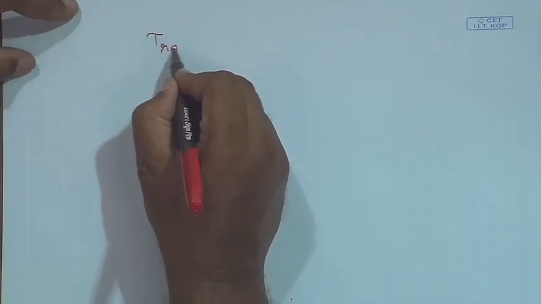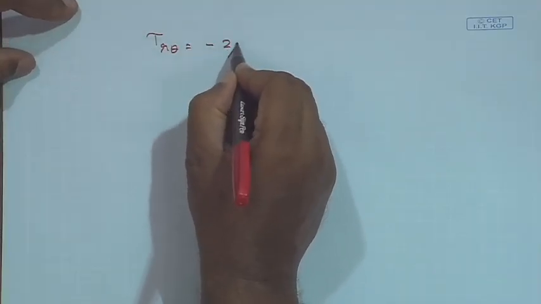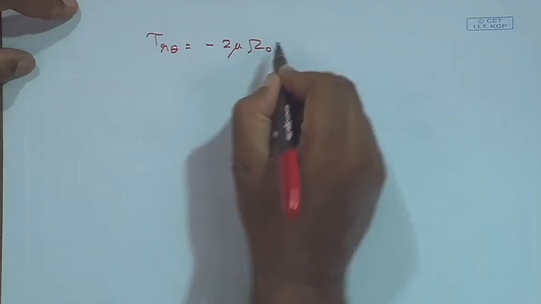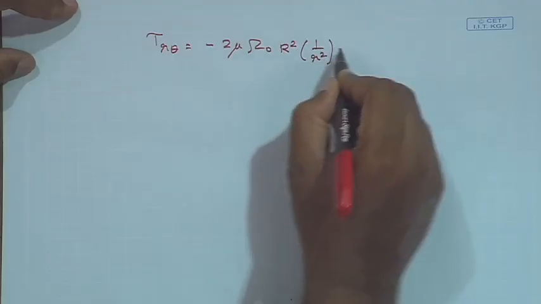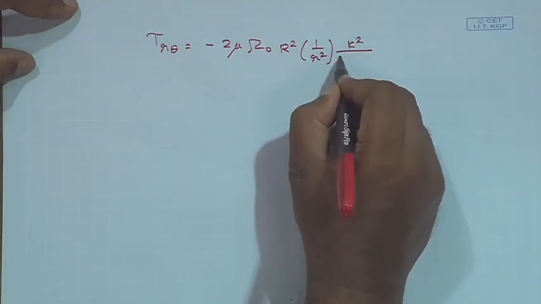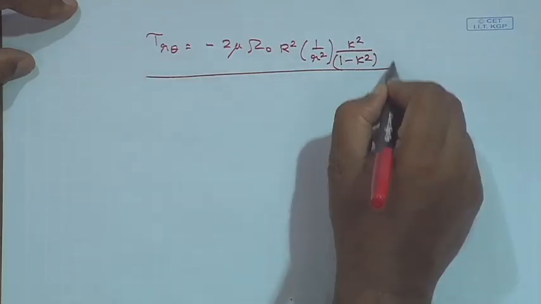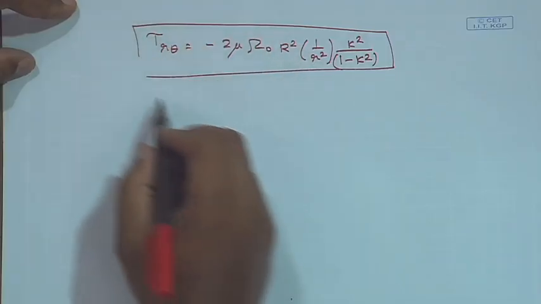Tau r theta final expression would be minus 2 mu omega naught r square times 1 by r square, kappa square minus 1, minus kappa square. So, this is the expression for tau r theta.